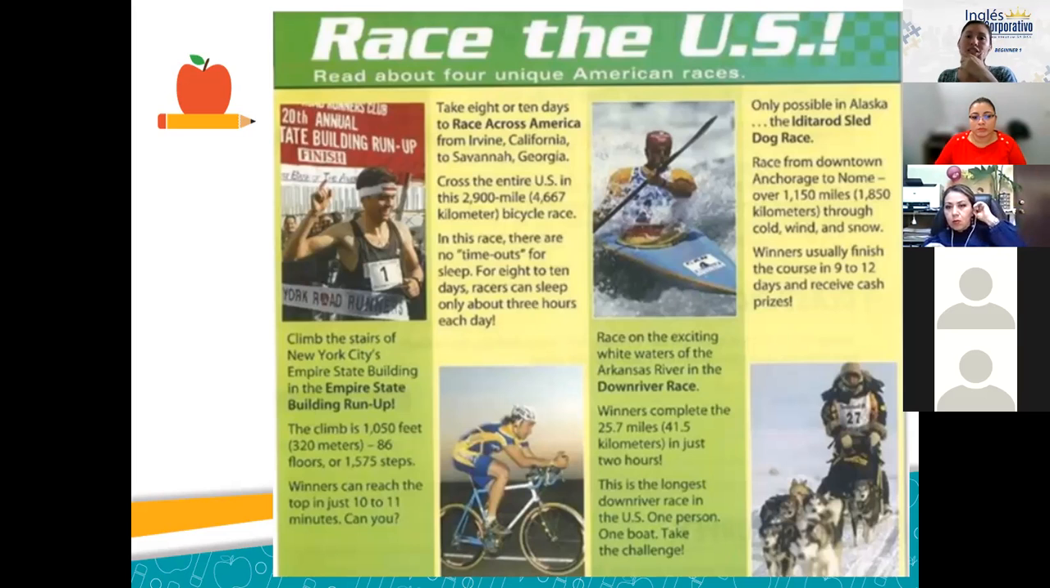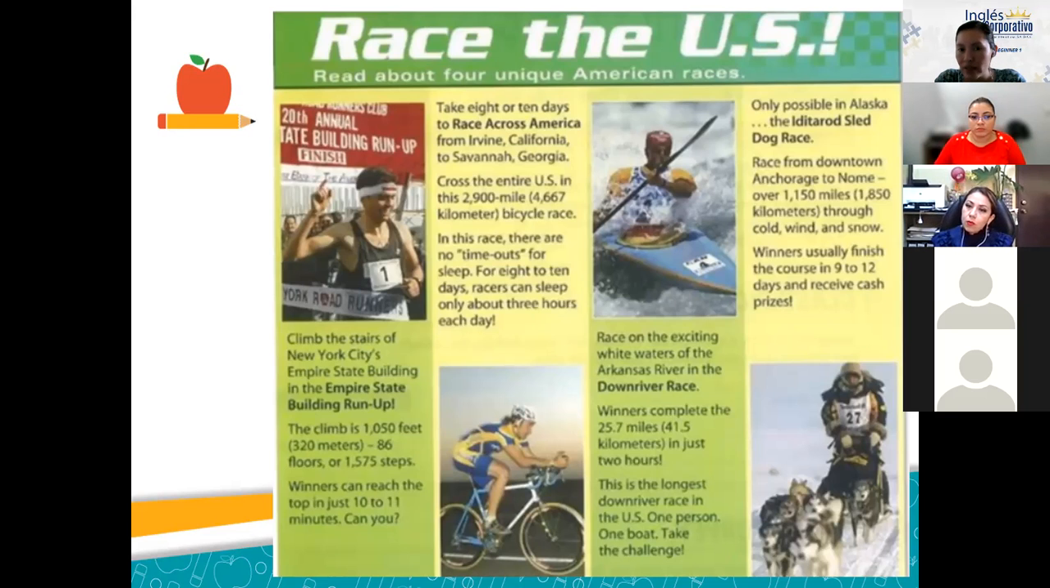So it says, race the US. Read about four unique American races, right? So as you know, in the United States, mostly, right? There are many competitions, right? There are many types of races, right, that take place over there. And that is due to the fact that there are plenty of sports that they play. And also, not only that, but the fact that during the four seasons, they can, you know, practice all those sports. So there you have the first one, right?